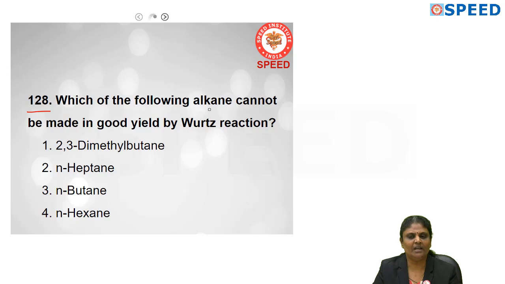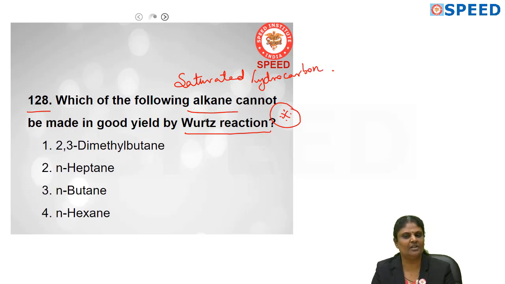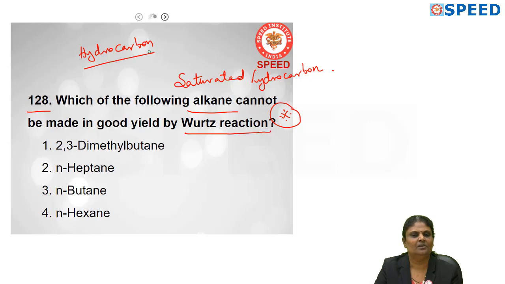Which of the following alkanes cannot be made in good yield by the Wurtz reaction? Okay, so the Wurtz reaction is the important reaction for the production of saturated hydrocarbon alkanes. So already two questions were from alkenes and this question is from alkanes. So in this year's paper, most of the questions are from the 11th hydrocarbon chapter. The questions are from both aliphatic and aromatic hydrocarbons.